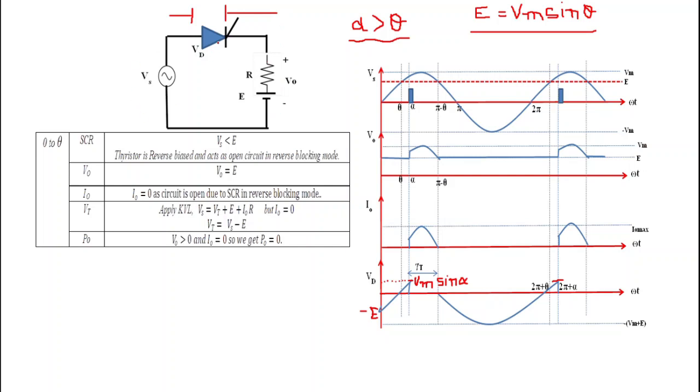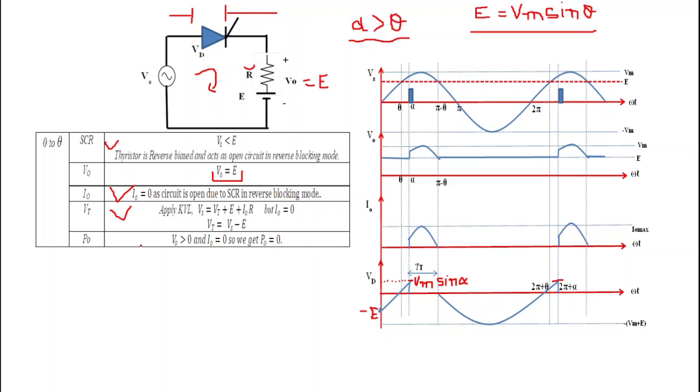When the thyristor is an open circuit, the current in this loop is equal to 0. So that's why we get I0 equals 0. And what is V0? When I0 equals 0, we get V0 equals E. Why do we get V0 equals E? Because V0 is equal to I0R plus E. I0 is equal to 0, so I0R is equal to 0, and simply we get V0 equals E.